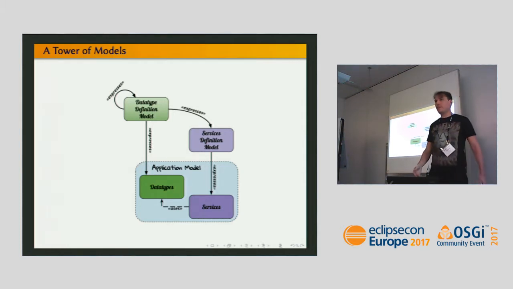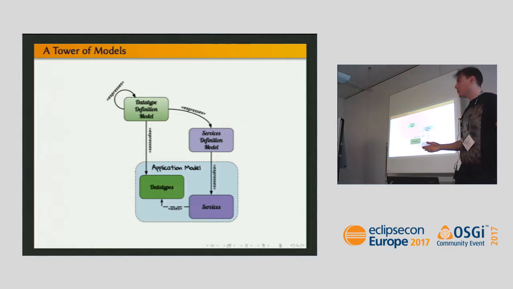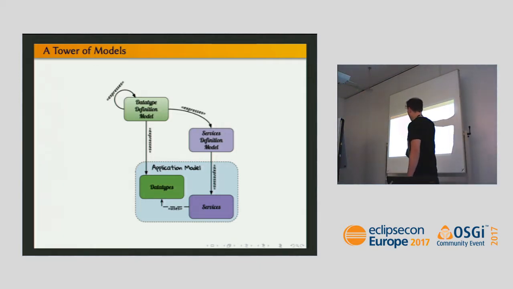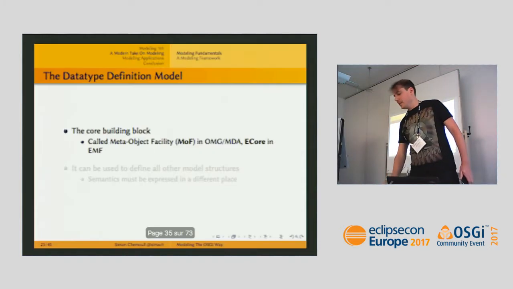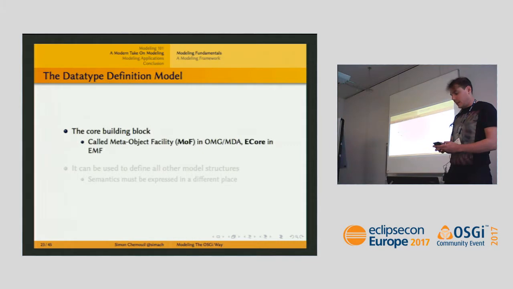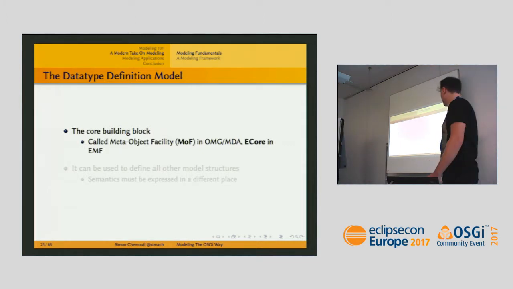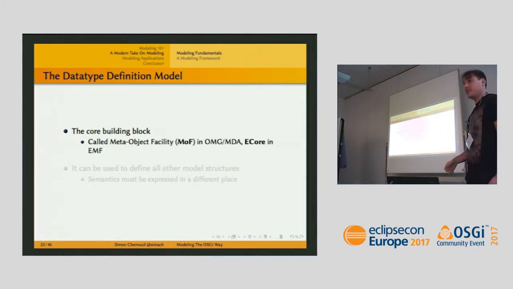That's a property that we find in all modeling frameworks. And the data type definition model defines itself. It's able to define itself. So it's a special model, and it's sometimes called MOF, the Meta Object Facility, or if you use EMF, this special model is called Ecore.